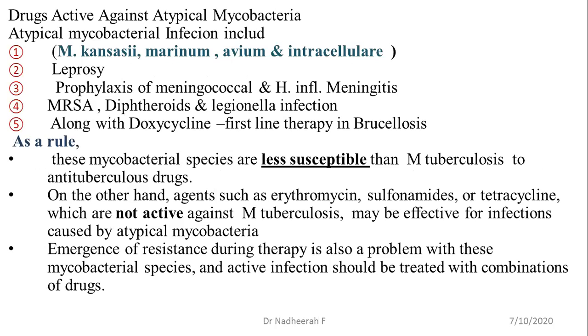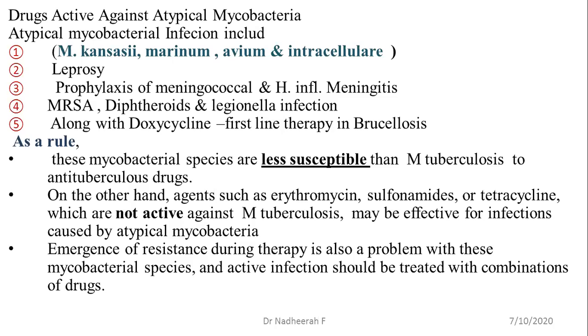We have a third class of antimycobacterial drugs: drugs active against atypical mycobacteria. Atypical mycobacterial infections include Mycobacterium kansasii, marinum, avium, and intracellulare. Other uses include leprosy, prophylaxis of meningococcal and Haemophilus influenzae meningitis, methicillin-resistant Staphylococcus aureus, diphtheroids, Legionella infection, along with doxycycline as first-line therapy in brucellosis.